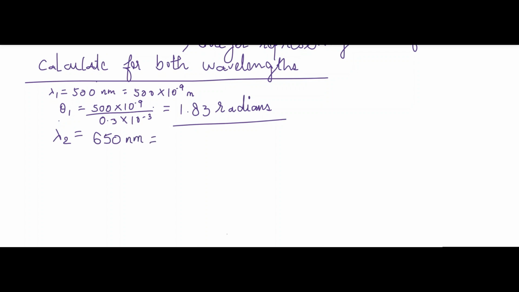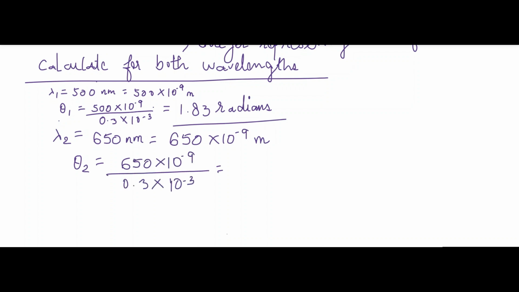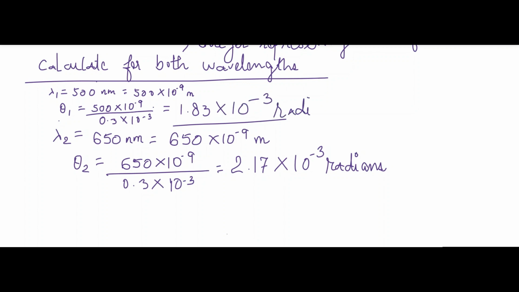Similarly, follow with lambda 2. For calculating theta 2, divide the wavelength by slit separation distance. This will be equal to 2.17 into 10 to the power minus 3 radians, correcting the theta 1 value.